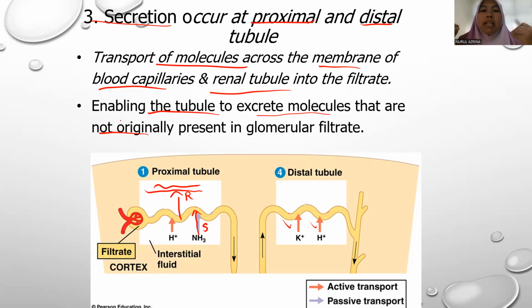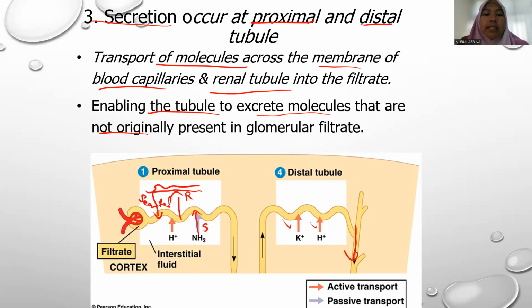It will circulate in our blood capillary. So daripada darah, it will be secreted into the tubule, and it will travel along the filtrate and end up excreted in the urine. That's why drugs can be detected in the urine. That is because of the secretion process. It is not originally present in the glomerular filtrate, but it came from the blood, usually as it traveled along the blood circulatory system.